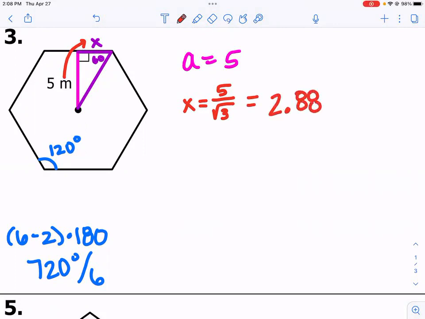Okay, so I'm gonna go to 2 decimal places since it's not my final answer. If X is 2.88, then my side would be double that. 5 point what? 5.76. Okay.